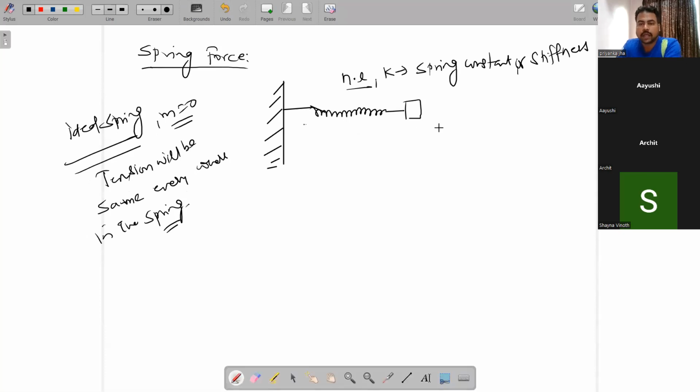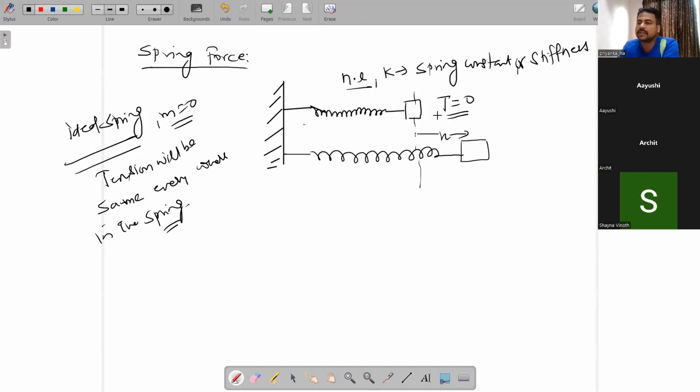Now suppose you apply some force on this block, so this block will come, suppose like here, and because this block will come over here, there will be some extension in the spring. So now this spring will look like this. There is some extension. Suppose from natural length, X is the extension in the spring. See, when it was in its natural length, there was no tension in the string. So tension in the string was 0.